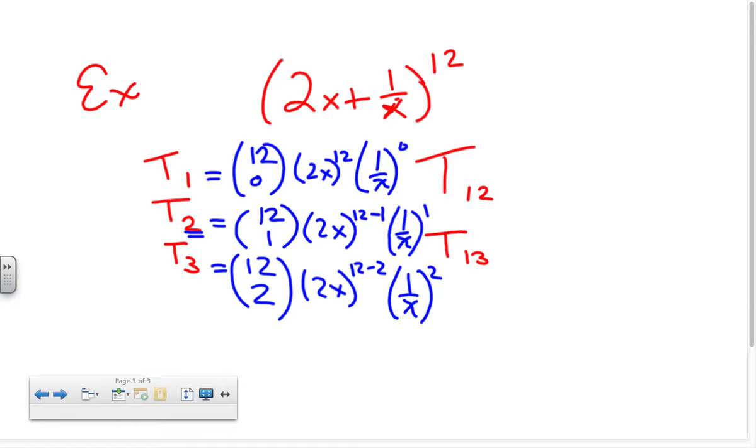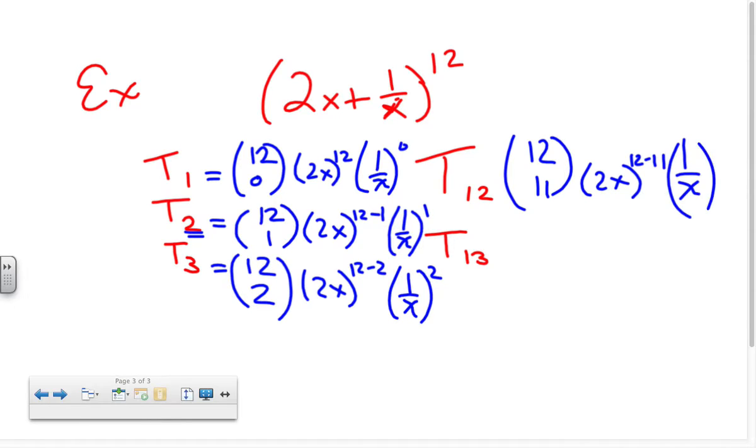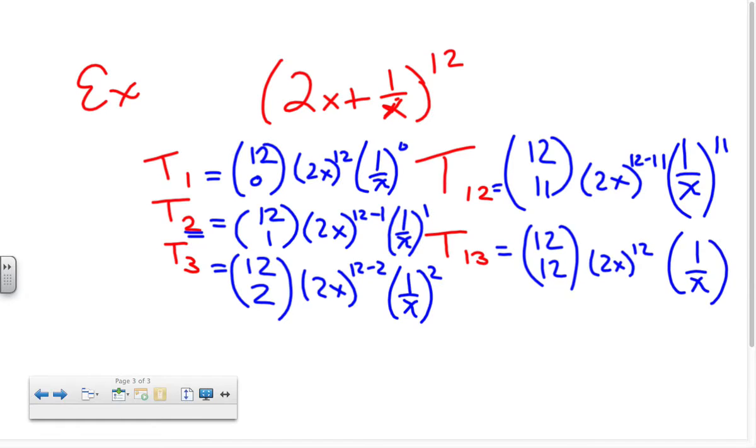Now let's look at the last 2. t12 is going to be 12 choose 11. 2 to the x to the 12 minus 11. And 1 over x to the 11th. And then the last one, 12 choose 12. 2 to the x to the 12th. 1 over x to the 0.